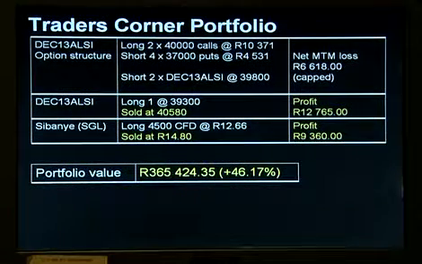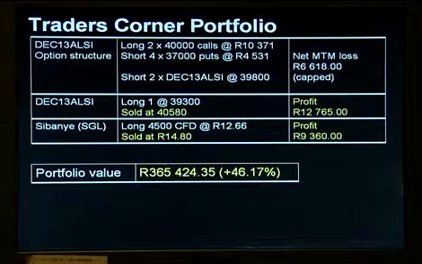So Garth, taking all this into account, what does the portfolio look like? It looks good. We're at another new high this week. We've got just over 365,000 Rand in the portfolio, so that's up 46% for the year to date.